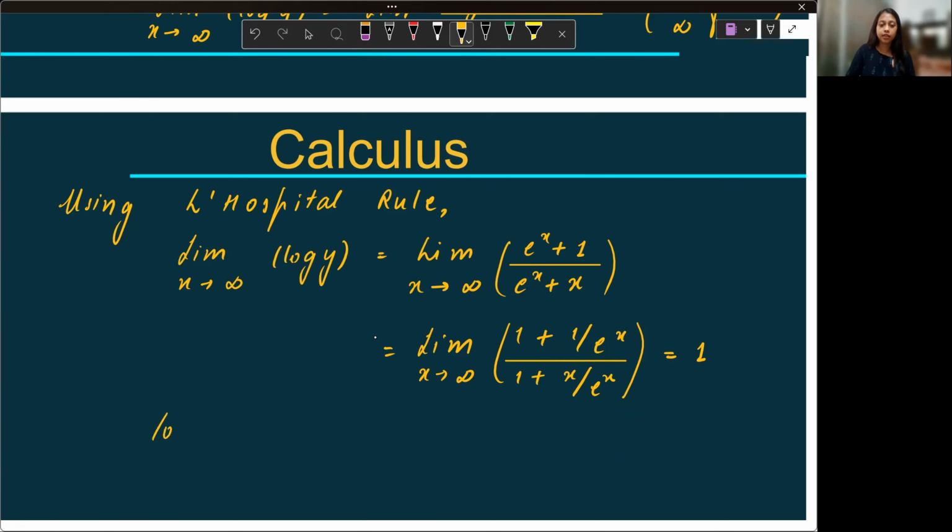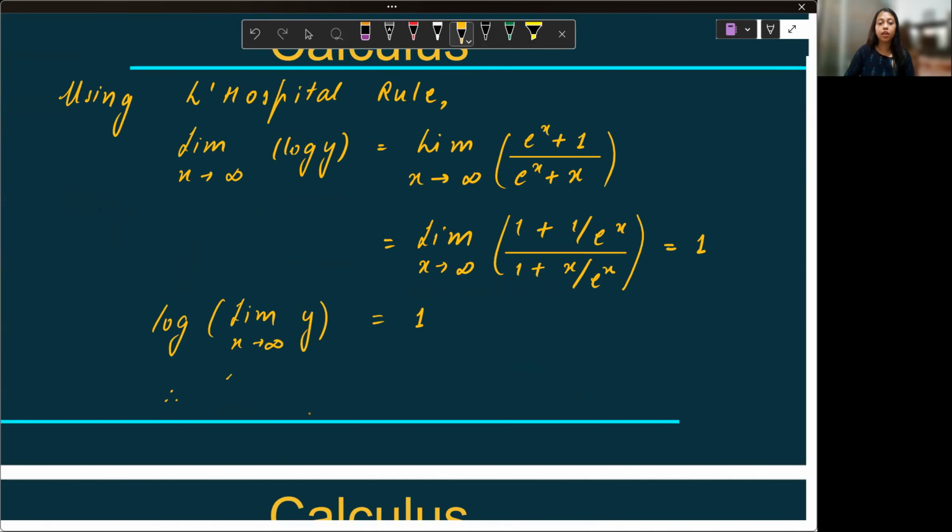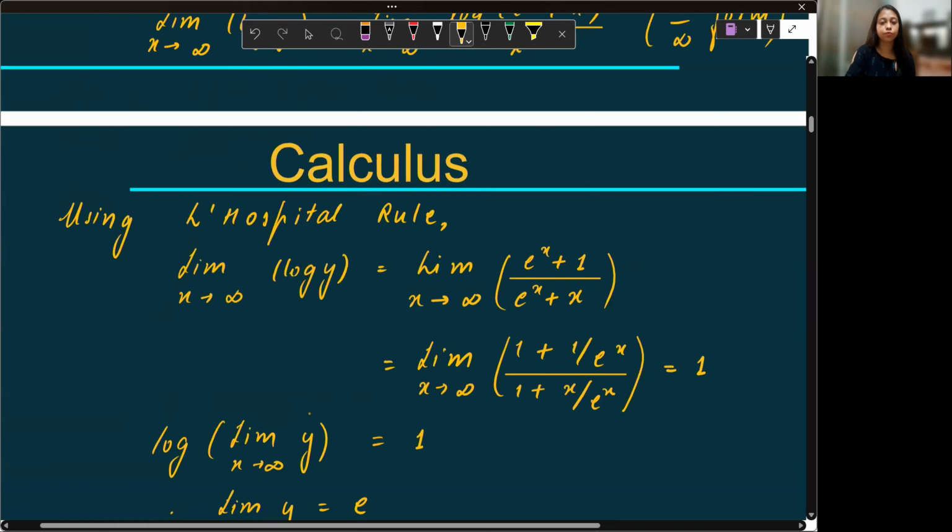Now I can take the limit inside. It will be log of limit x tends to infinity of y is equal to log, okay, is equal to 1. Now, what I want to find is limit x tends to infinity of y, right? So I have to remove log, taking exponential on both sides. Therefore, limit x tends to infinity of y is e raised to the power 1, which is e. That's the answer. E is the answer.